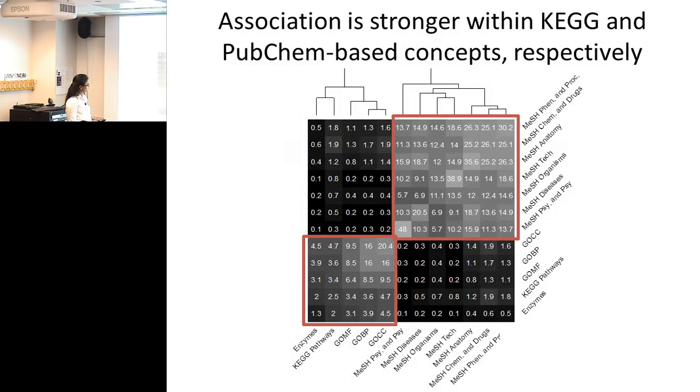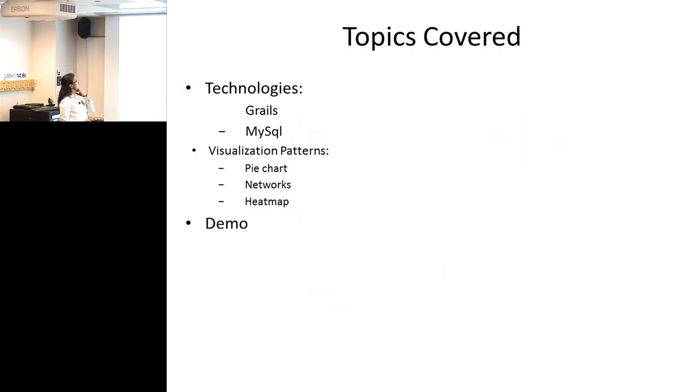Hello, everyone. Thank you, Raymond. I'll be talking about the software development part of the ConceptMetab. It's actually a tool which is deployed on the website. Okay, so these are the topics I'll be covering. Mainly, ConceptMetab is developed using Grails, and it has a backend database, MySQL. And we are using different charts or networks to show the data in the form of pie chart, networks, and heat map. And lastly will be the demo.